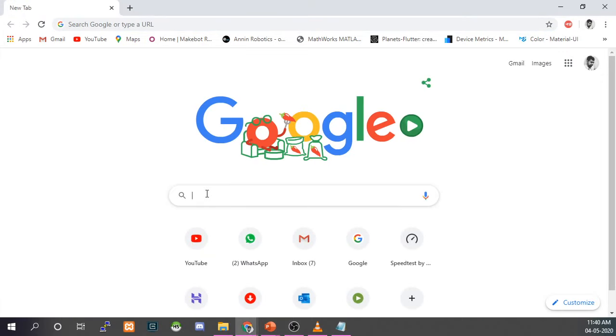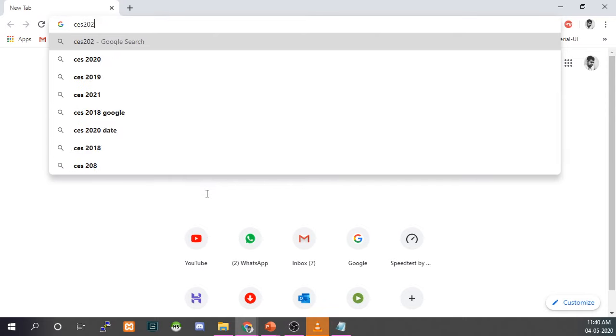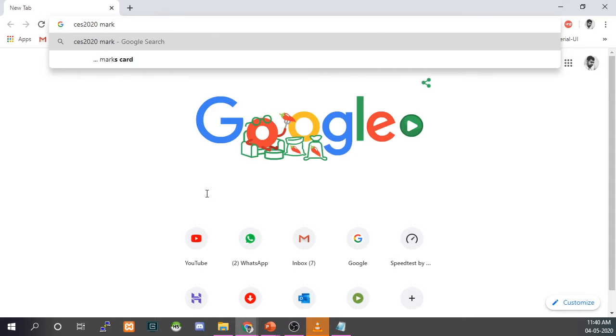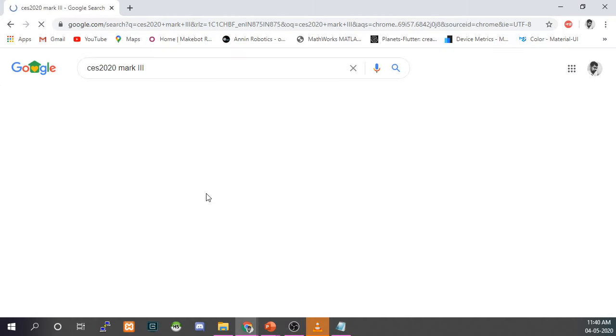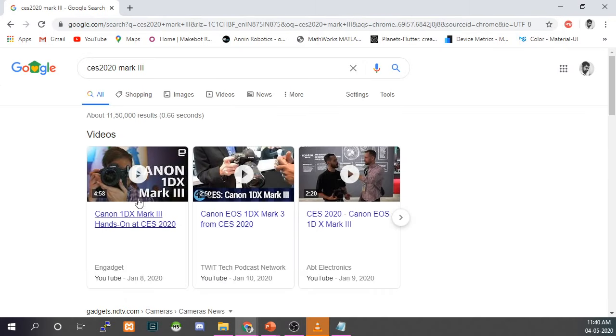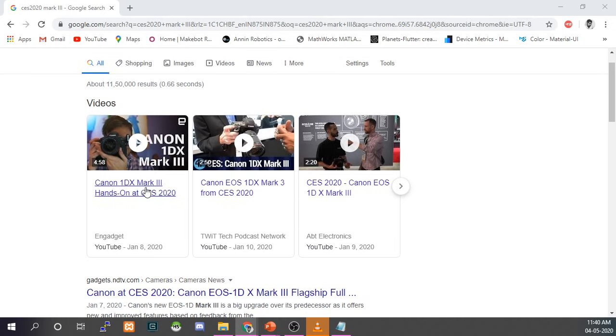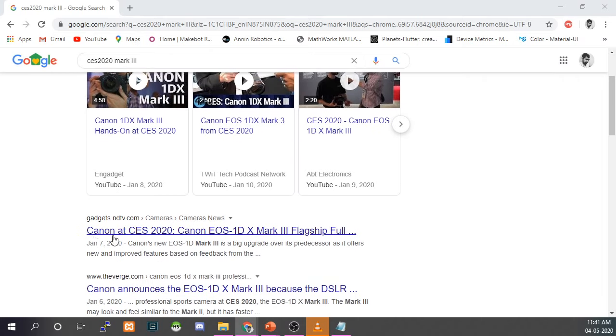Ajay Kumar, I think in CES 2020, there is a camera called Mark 3, I think so. You can see this Canon 1DX Mark 3, because I was not familiar with this camera. I have not yet handled this DSLR, but I know the things that have happened in the last 2 months before Mark 3. You can see that camera.